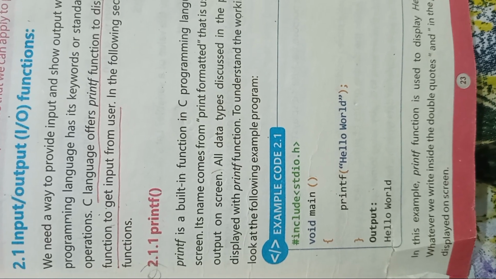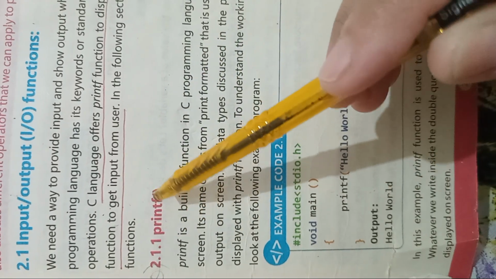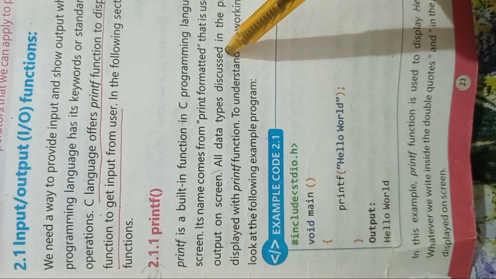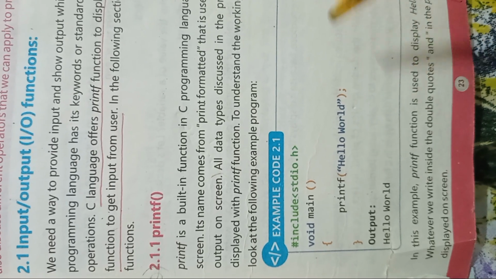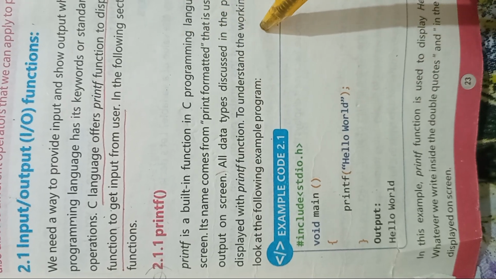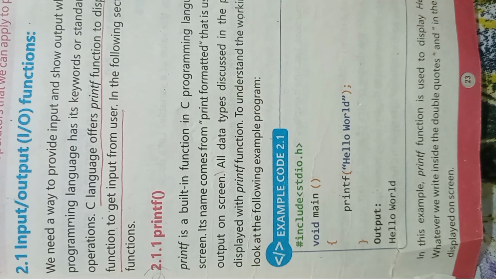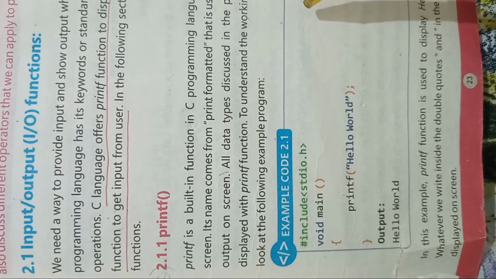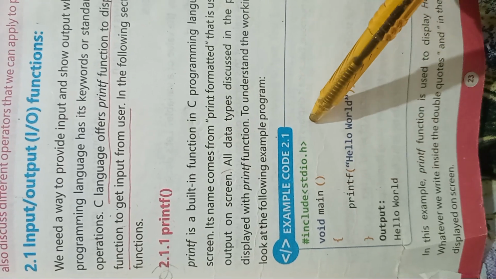And it consists of two parts, meaning print and f. The f represents formatted, right? So that is used to print the formatted output on screen, right? So it consists of all the data types, for example the integer, the real, float and the character data type, right? Which we have discussed in the previous chapter. Now you see the example of it.